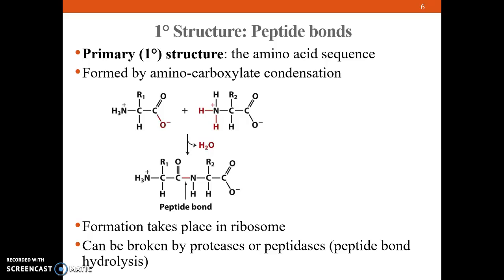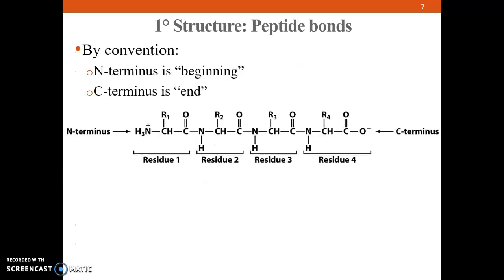Okay, so as I said before, primary structure is the amino acid sequence. The formation of this takes place in the ribosome, and the peptide bond can actually be broken by proteases or another class of enzymes called peptidases, and we're going to look at the protease mechanism in Chapter 8 later in the semester, but I just want to make it known that it can be broken. So the primary structure by convention goes N-terminus to C-terminus. N-terminus is the amino group end, and in this case, it's residue 1. So you might have 300 amino acids. The N-terminus is always residue 1.